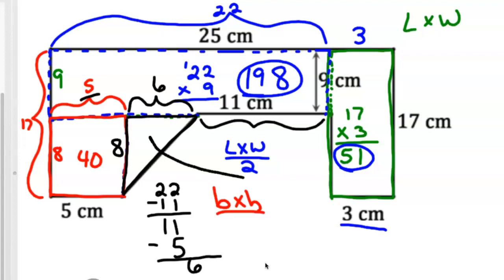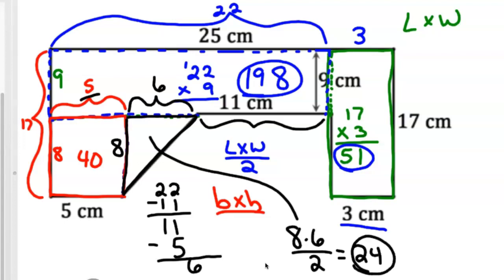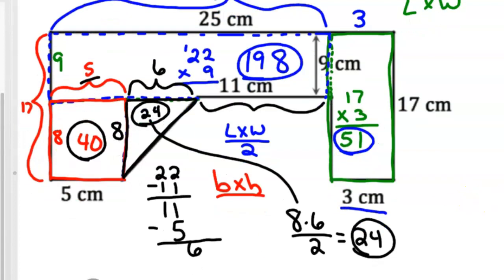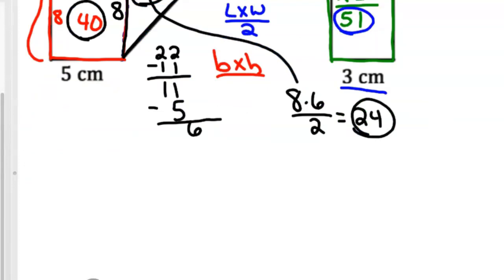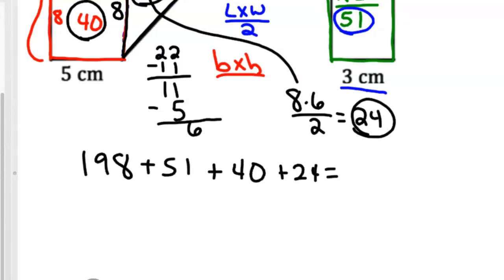And so this triangle, if you take base times height divided by 2, would be 8 times 6 divided by 2. And that should give you 24. So there's another area. So this is 24, this is 40, 198, and 51. So now all that you have to do is add those together. So let's go ahead and add them. So you'd have 198 plus 51 plus 40 plus 24. And you add all that together, and you do get 313.